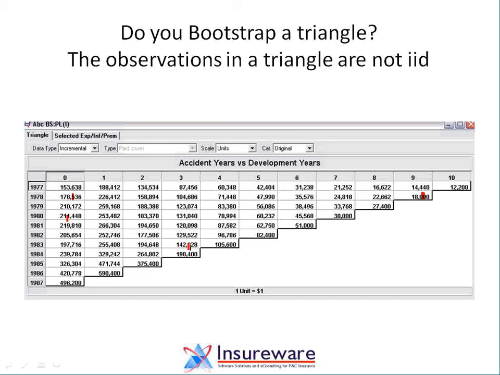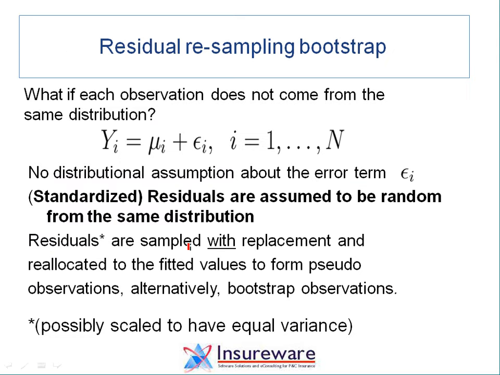So it doesn't make sense to bootstrap the original sample if the sample values do not come from the same distribution. So you need a model. So let's create a model. What if each observation does not come from the same distribution? You let y sub i have a mean mu sub i with an error term. So this is a linear model. You would then fit the mu sub i's. No distributional assumption about the error term epsilon i. You're not going to make a distributional assumption.